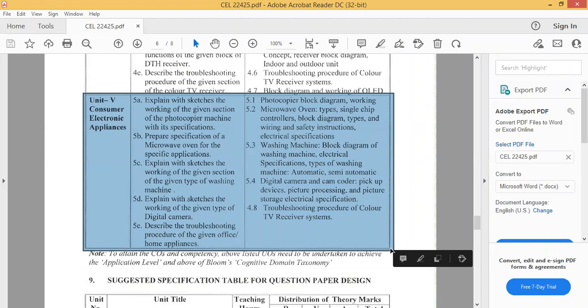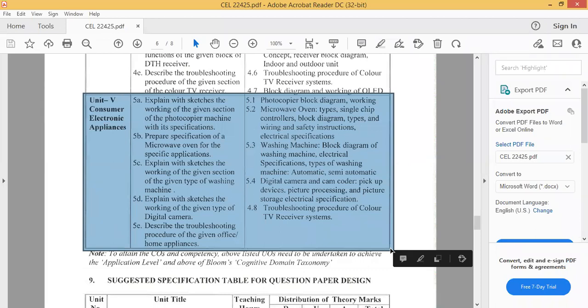Then digital camera and camcorder, pickup devices, picture processing, picture storage, electrical specification, all these things you have to learn in 5.4. Okay, so these are the points that you have to learn in unit number 5, and it is for 20 marks. So unit number 1 is for 8 marks, unit number 2 is for 12 marks, unit number 3 is for 16 marks, unit number 4 is for 14 marks, unit number 5 is for 20 marks.